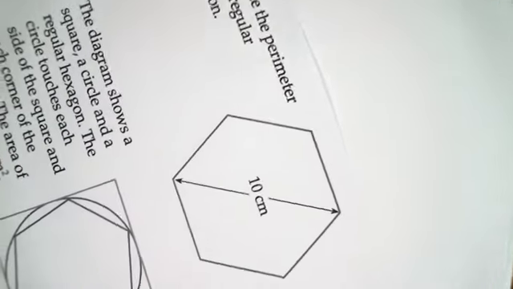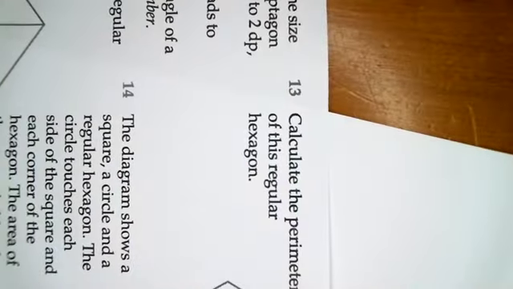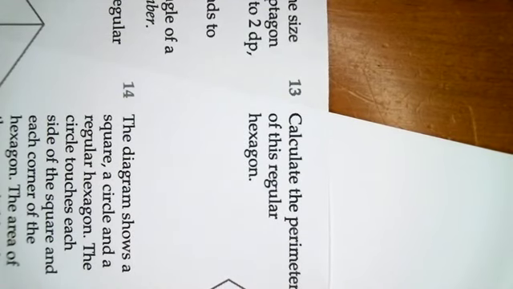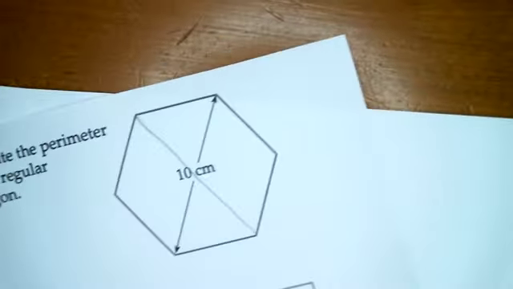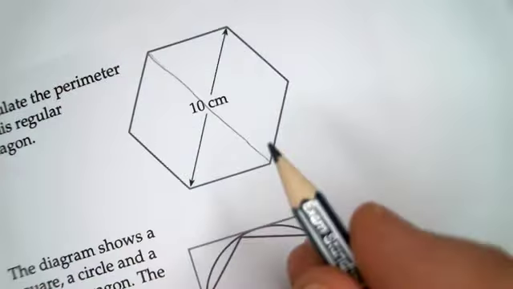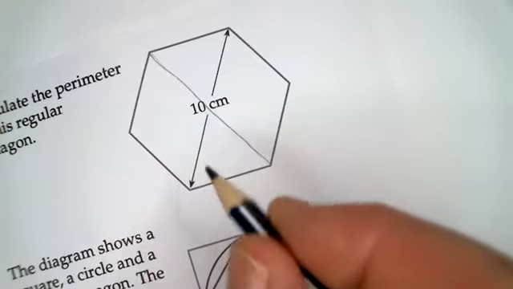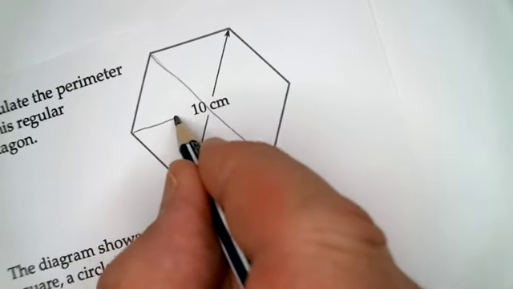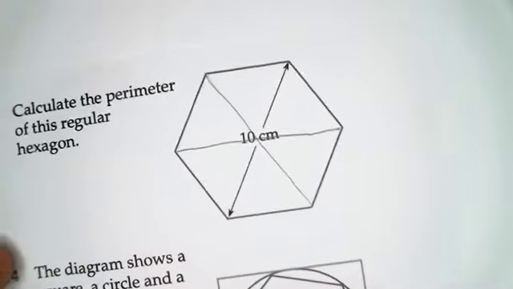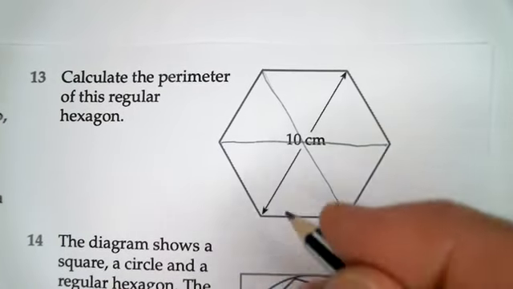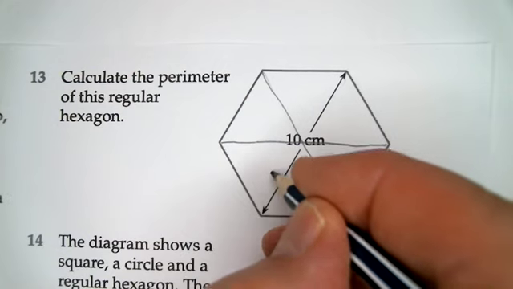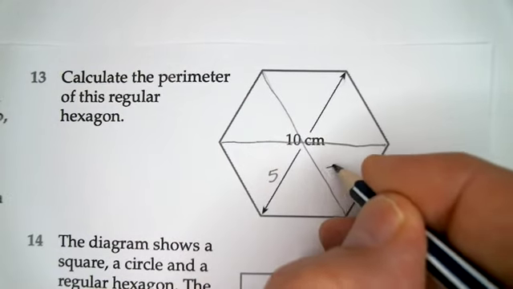So that means that we're going to have a distance across here of also 10 centimeters. And we're going to have a distance across here also of 10 centimeters. Here we go, 10 centimeters. So each of those is an equilateral triangle. And if it's 10 all the way across, then each of these is going to be 5.